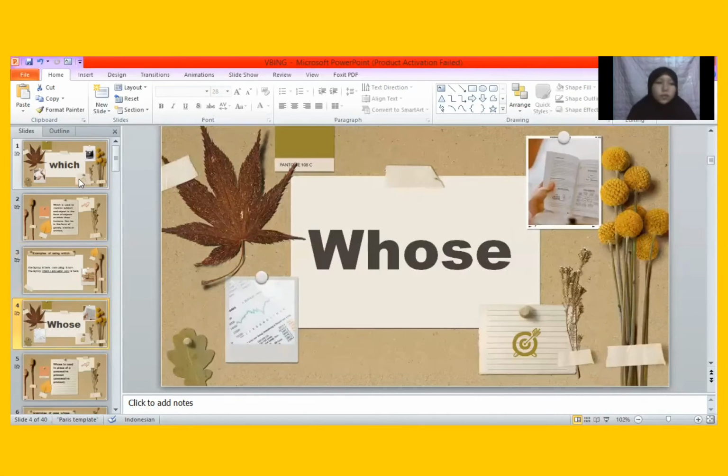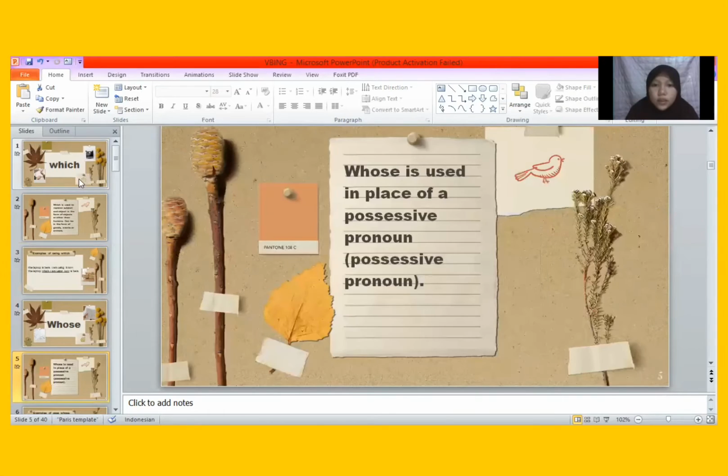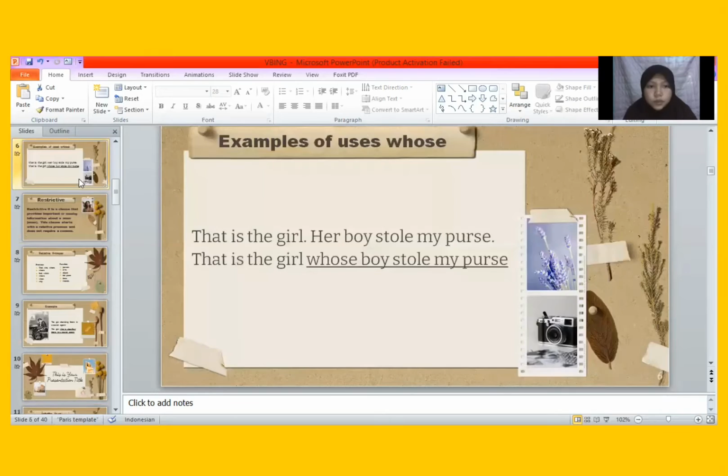Whose is used in place of a possessive pronoun. Example, that is the girl, her boy stole my purse. That is the girl whose boy stole my purse. Her is replaced by whose.